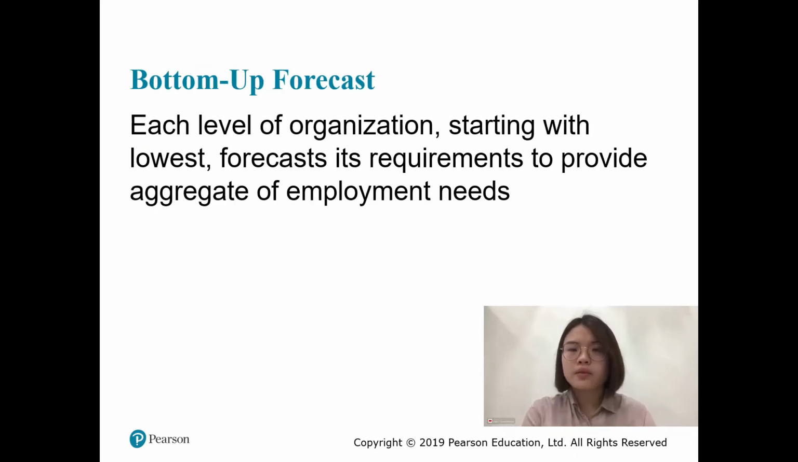In the bottom-up forecasting technique, each successive level of the organization, starting with the lowest, forecasts its requirements to provide an aggregate of employment needs. This process is often highly interactive in that estimated requirements from the previous level are discussed, negotiated, and re-estimated with the next level of management as the forecast moves upward through the organization.